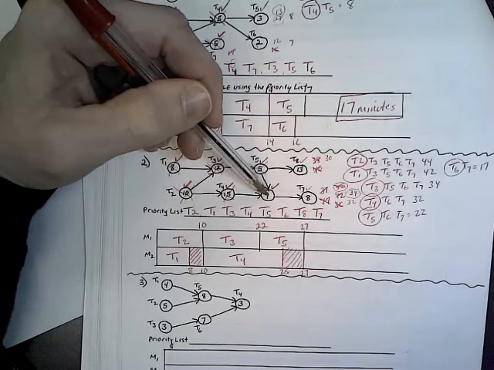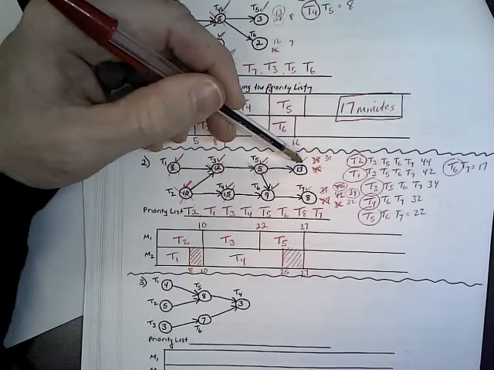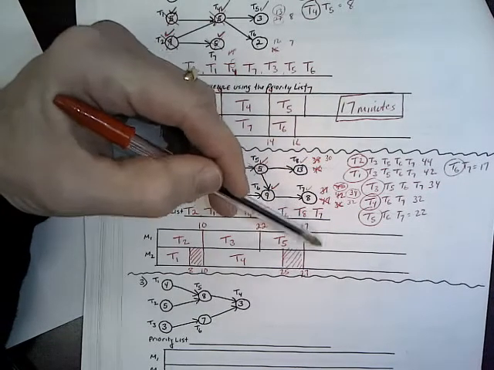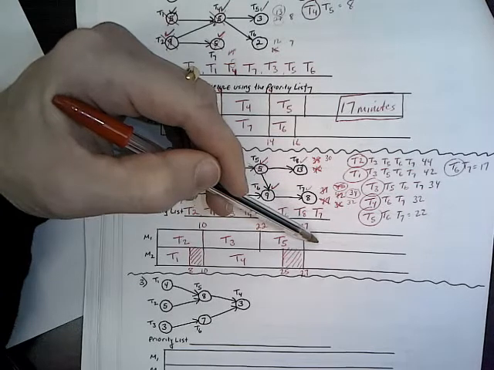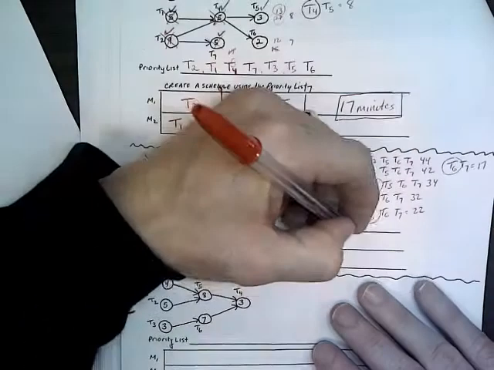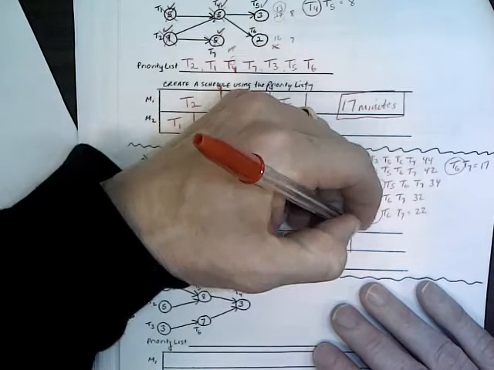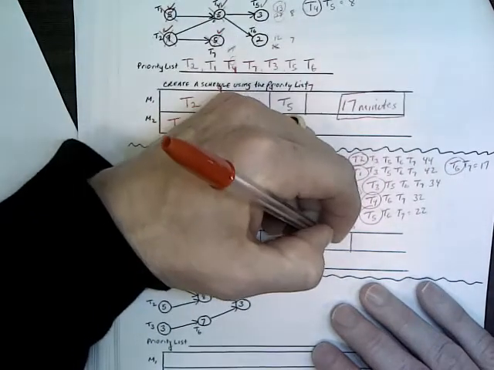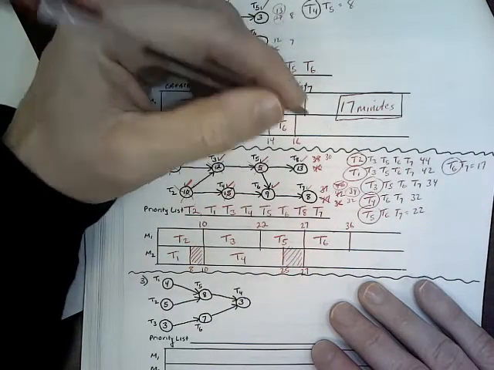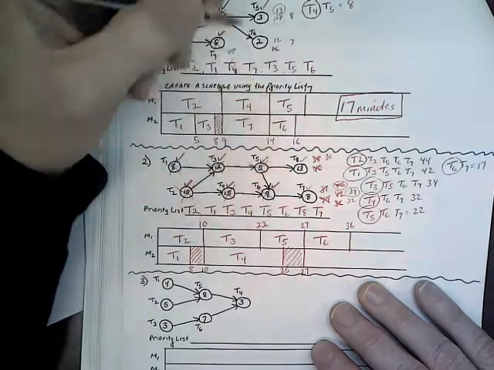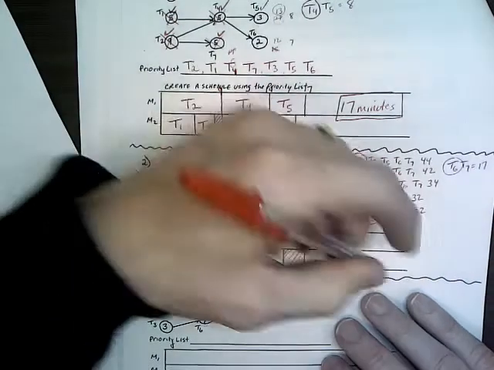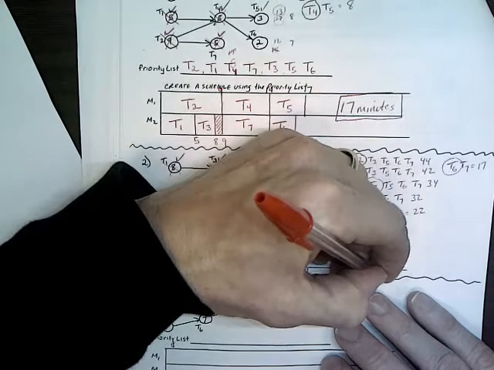Now 6 is ready, but 8 is also ready. But 6 has priority over 8. 2 machines are available, so 6 is going to go up here. 9 minutes. 26 plus 9 is 36. Okay, and then T8 will go down here, 13. 27 plus 13 takes us to 40.